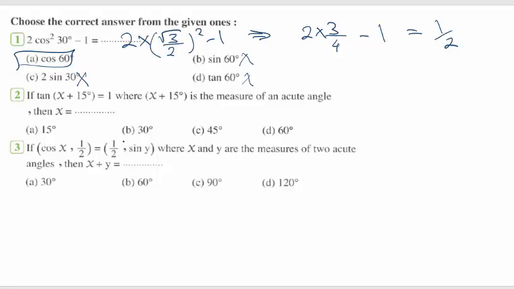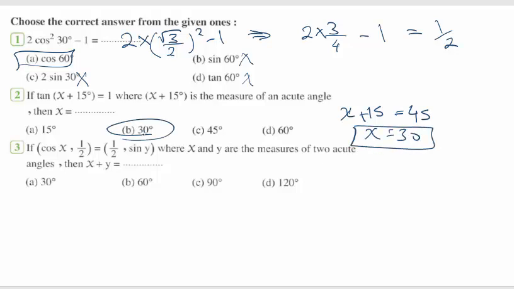Tan of (x plus 15) equals 1. Don't subtract 15 from both sides right away. Before you do this operation, you should ask yourself, what is the angle whose tan equals 1? So x plus 15 equals 45. By subtracting 15 from both sides, you will find that x equals 30 degrees.